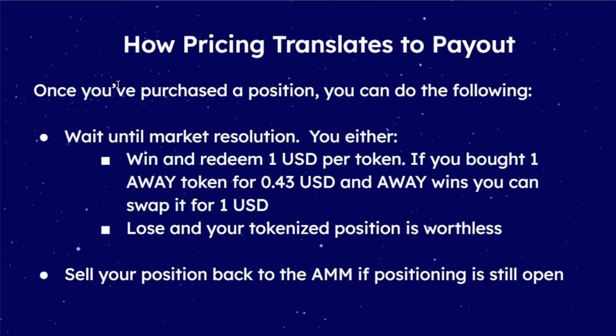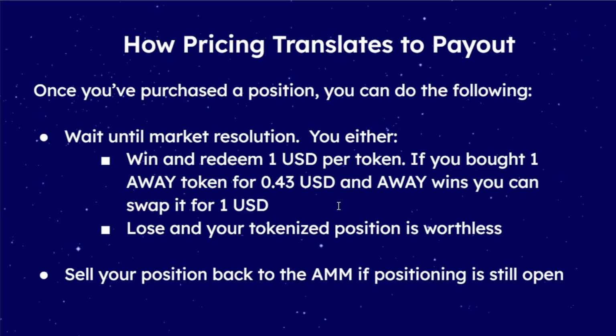So pricing translates to payout in this way. Once you've purchased a position, you wait until the market resolves. And if you've won, you can redeem each of your positional tokens for 1 USD. So if you only bought one away token and you paid 43 cents, and then the away team wins, you can come back and swap that token for 1 USD. If you bought 10 tokens at $4.30 and you win, you can come back and turn that $4.30 investment into a $10 payout.